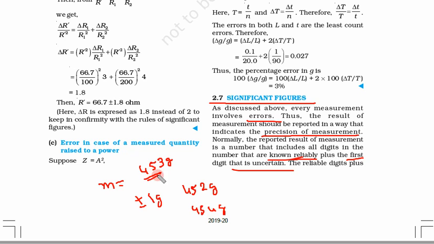So here two digits are highly reliable, that we definitely know these are 4 and 5, but this third digit is unreliable. This can vary between 2 and 4. So we always put all the digits that are known reliably plus the first uncertain digit. So this is showing the precision.